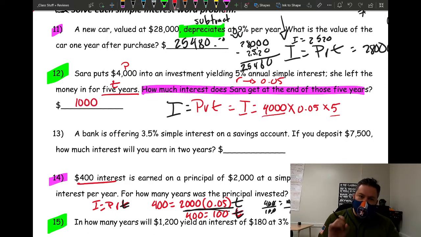So that means I'm gonna put $4,000 in a bank account. I'm gonna leave it alone, let it generate interest for 5 years at 5%, and at the end of those 5 years, I'm gonna gain $1,000. So that means my total is gonna be $5,000. 4,000 initially plus the $1,000 interest is gonna give you the total of $5,000.